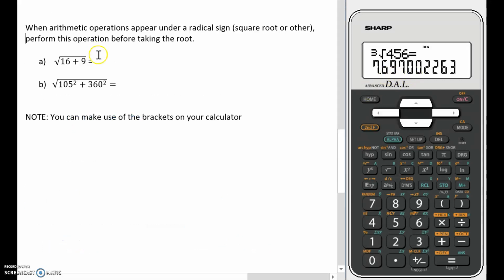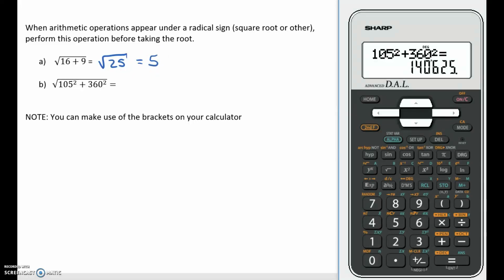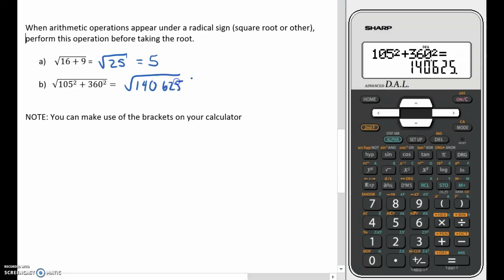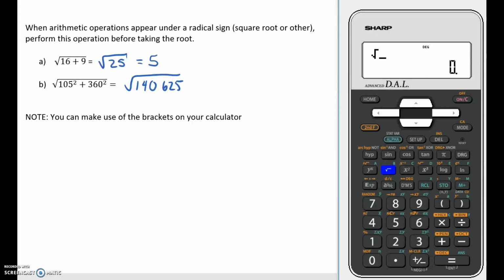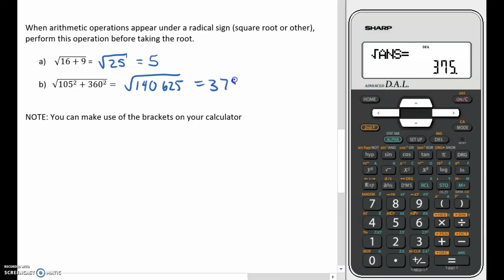If there's more than one value underneath the square root sign, we need to simplify before taking the square root. 16 plus 9 is 25, and the square root of 25 is 5, as previously discussed. 105 squared plus 360 squared is equal to 140,625. We can take the square root of our answer and get a value of 375.